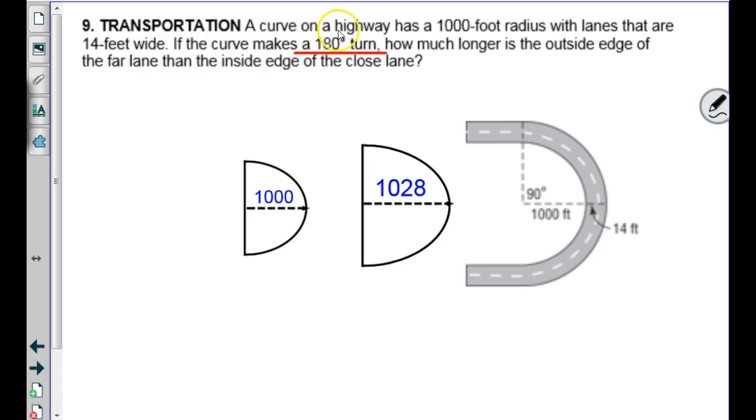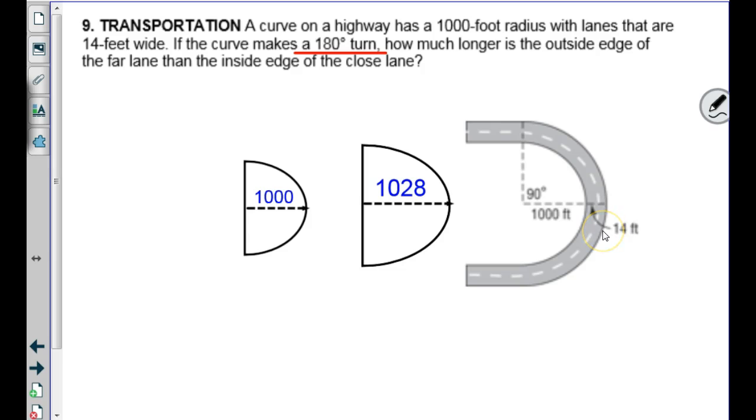It says a curve on a highway has a 1,000-foot radius with lanes that are 14 feet wide, each lane, okay? If the curve makes a 180-degree turn, how much longer is the outside edge of the lane than the inside edge? So you're driving down the road and the road takes a big curve. It's always faster if you're on the inside, right? Because you travel less distance. Okay, so we're going to figure out how much less.